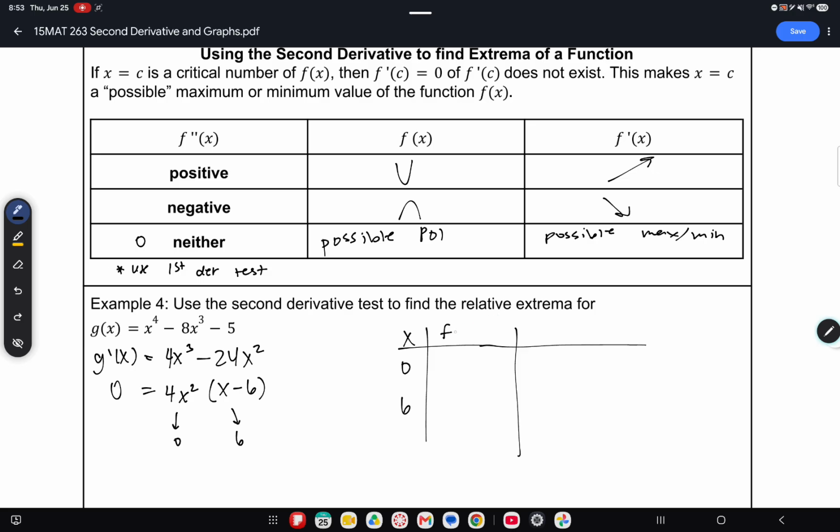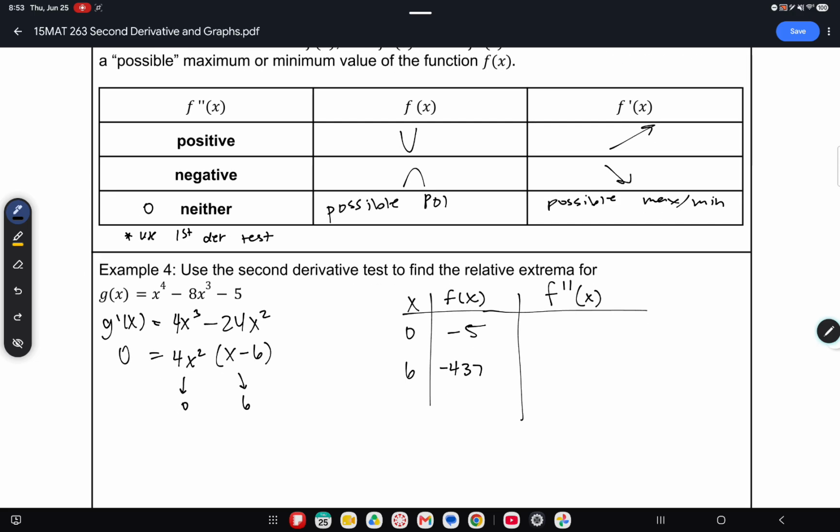So we want to find the extrema. So I want to know what the value is on the function. So I'll plug in 0, I'll get negative 5. If I plug in 6, I'm going to have to put that in a calculator. 6 to the 4th minus 8 times 6 cubed minus 5. It's going to give me negative 437. But what I really want to do is test it in the second derivative, because the second derivative will help tell us what is happening.